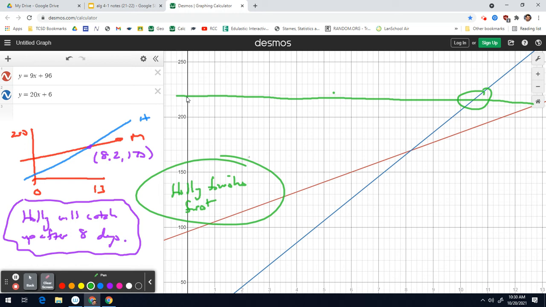So you notice that Monisha starts with more pages read, but because Holly is reading at a faster pace, she catches up to her and eventually takes over and finishes the book first. So that's that whole, what do you call it, the tortoise and the hare, right? Slow and steady wins the race.